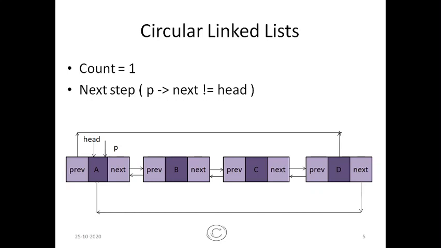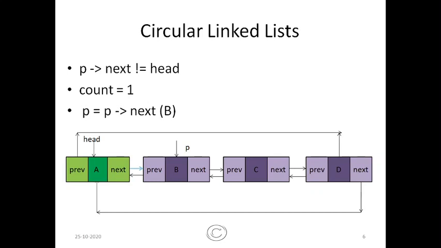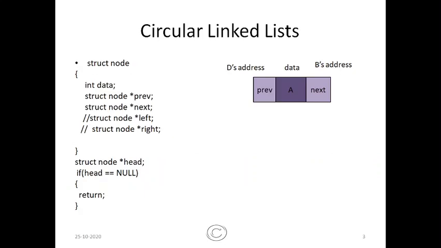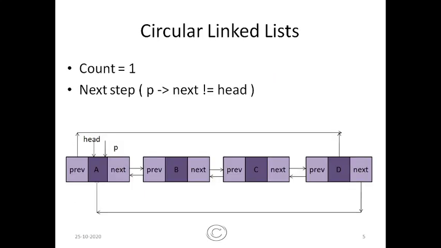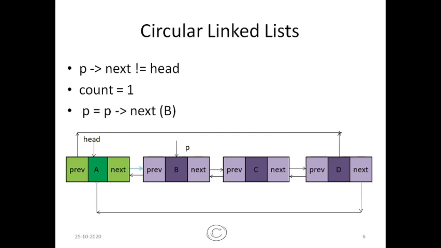Now p will traverse till the last node. How do we traverse? While p next is not equal to head. At A, p next is equal to B, so that condition is satisfied. So we execute two instructions inside the while loop: p equals p next and count plus plus. So count will be incremented, count is equal to 1. Now p equals p next, p will jump to the next address, that is B's address.